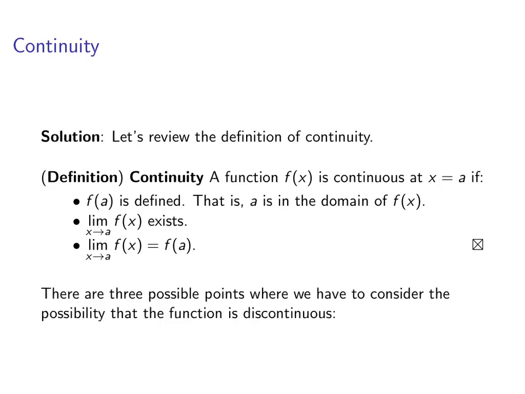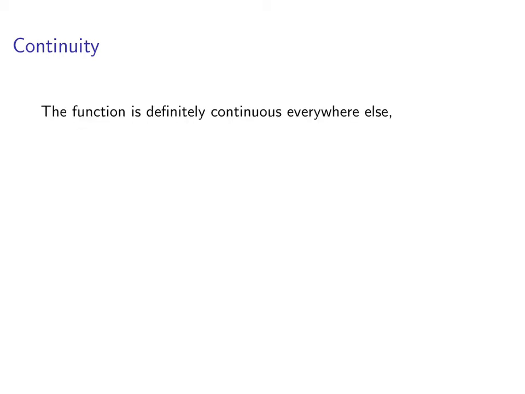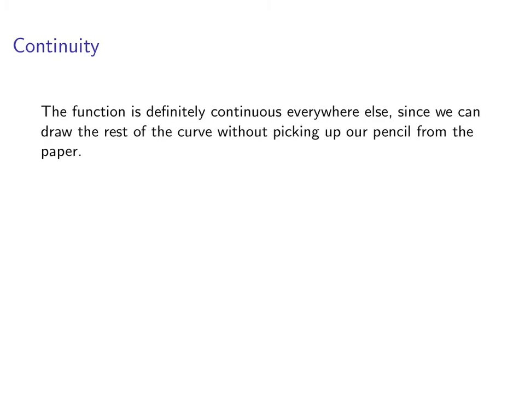And if you look at the picture, there are really only three points where we have to consider the possibility that the function is discontinuous: x equals -1, 2, and 3. In between those values, it's a nice smooth curve, so it is definitely continuous everywhere else. Now we're going to consider each one of those points separately. Our function is continuous everywhere else, because for the rest of the graph you can always draw those portions without picking up our pencil from the paper.